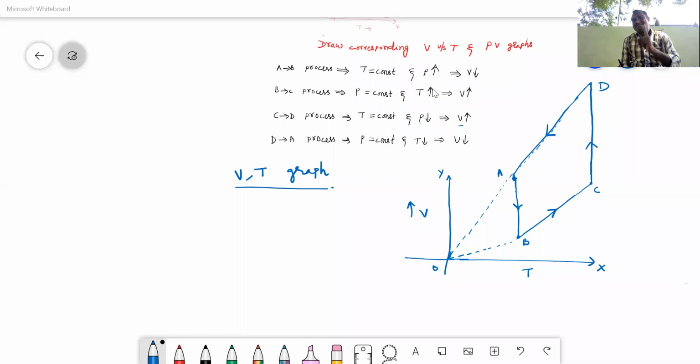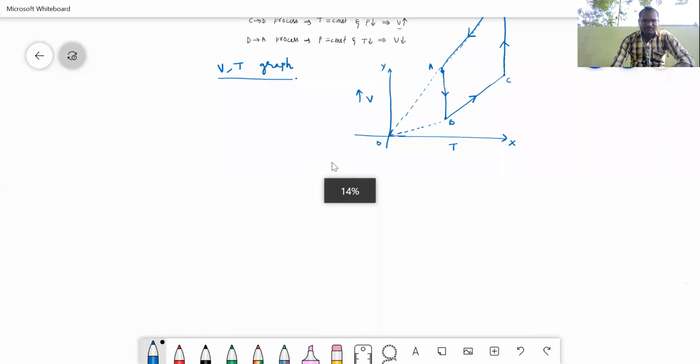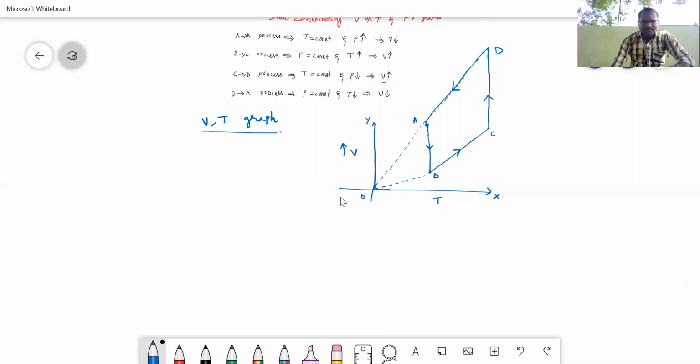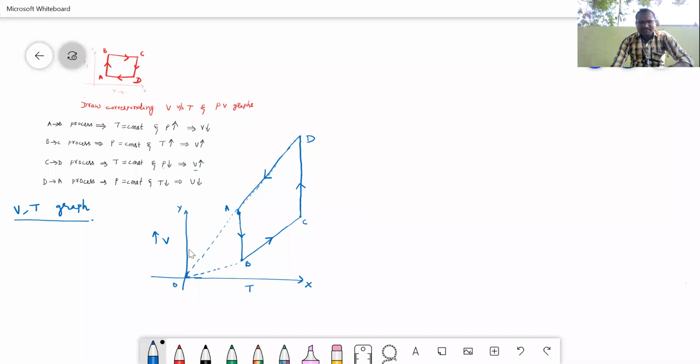Good, good. Now let us draw the PV graph. I'll minimize this so that we can see all of these. I'll keep this one on this side so that I can use these graphs as a reference. Now I am going to draw the PV graph.